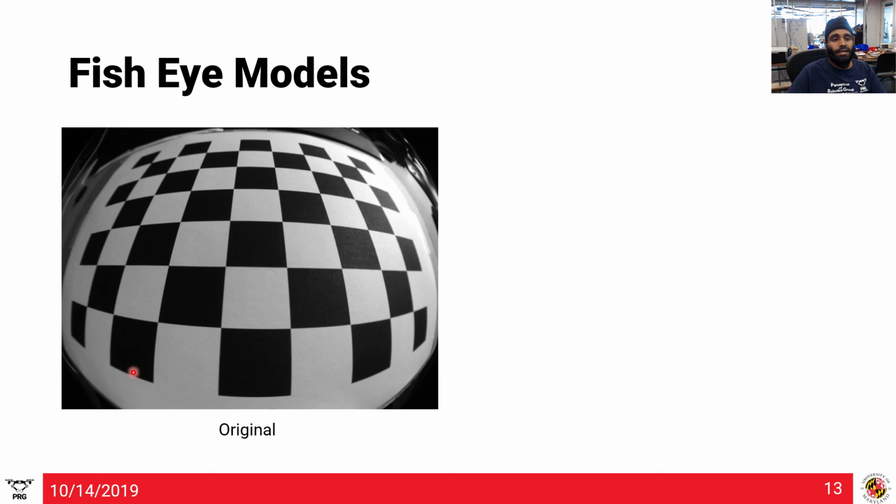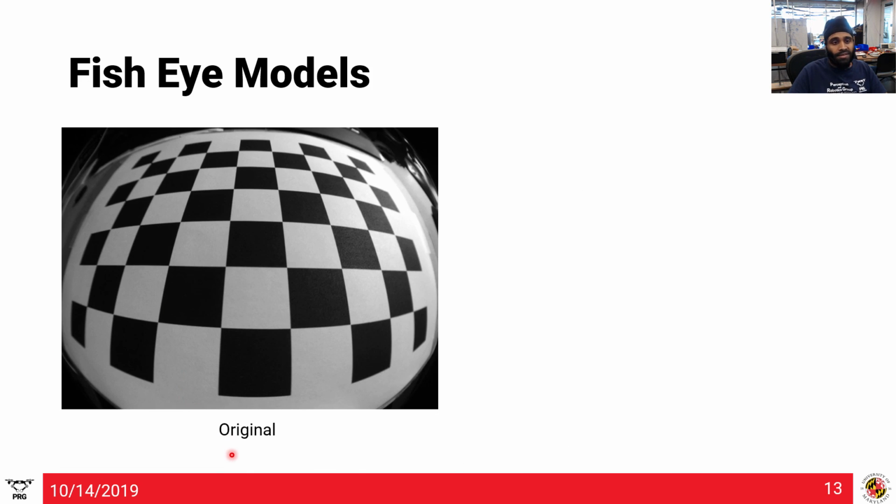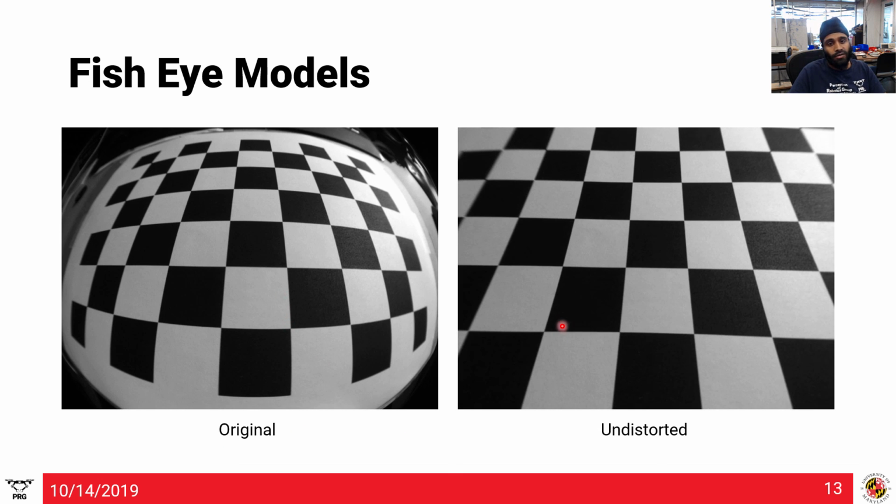Okay. So this is an original image that you take from a fisheye camera, for example. Once you have the calibration, the K matrix and the distortion parameters, both radial and tangential, you can undistort this image into this image. So this is a well undistorted image using well calibrated parameters of a fisheye model.